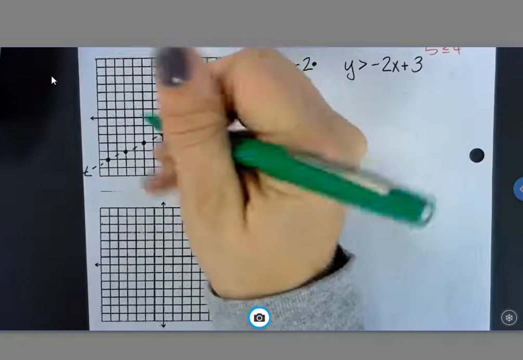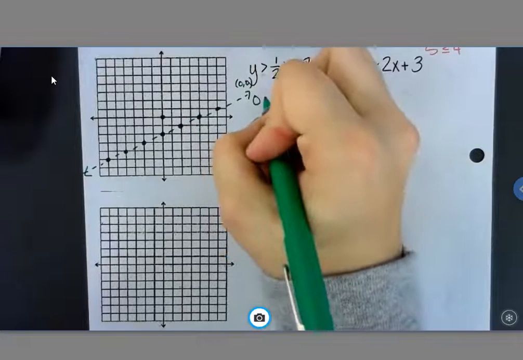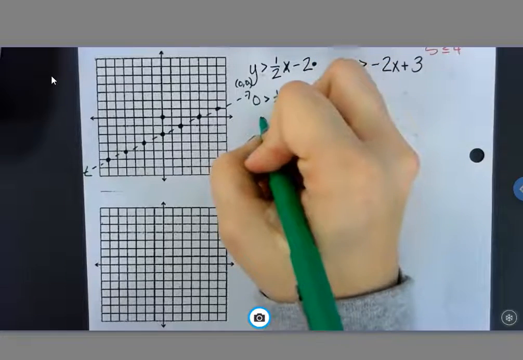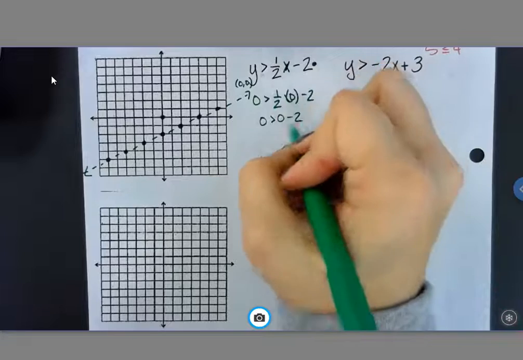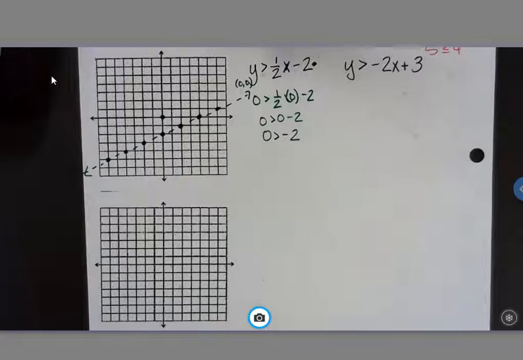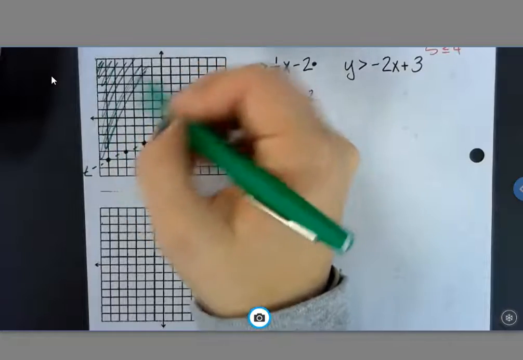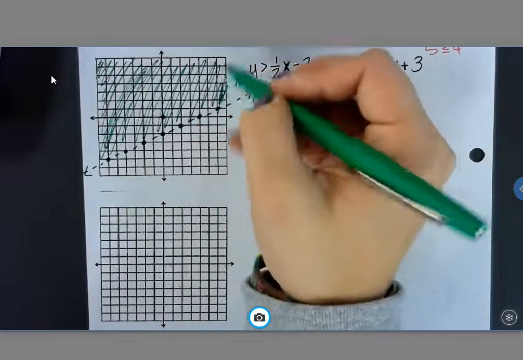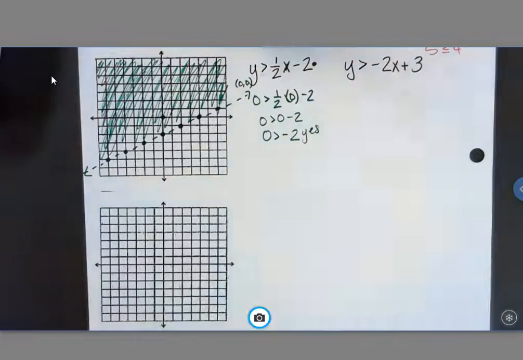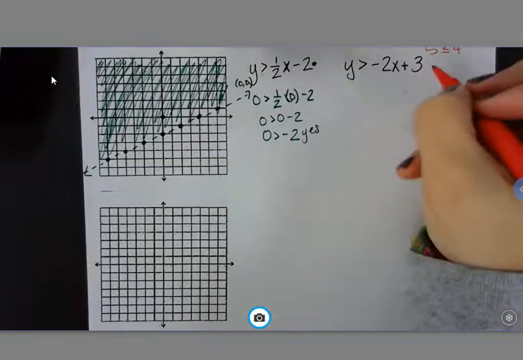Pick a point on either side. I'm going to pick 0, 0. Plug it in. 0 is greater than 1/2 times 0 minus 2. 1/2 times 0 is 0. 0 minus 2 is negative 2. Is 0 greater than negative 2? It is. So I'm going to shade on that side of the line. Remember, if your statement came out false because you chose a different point, you would shade on the opposite side of the line.